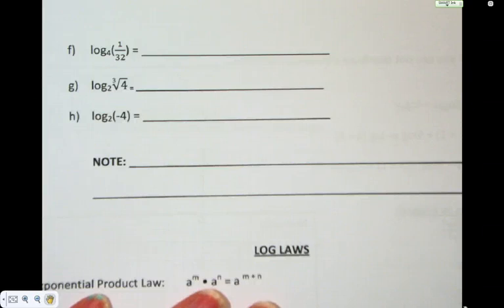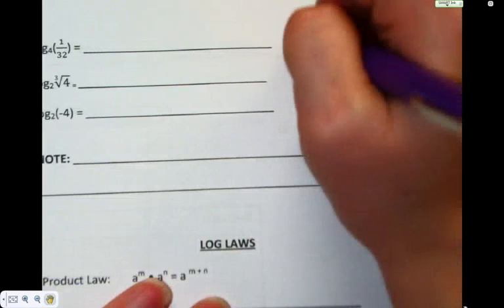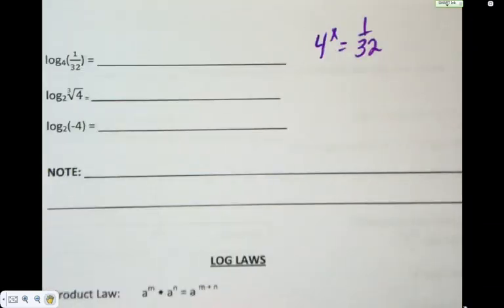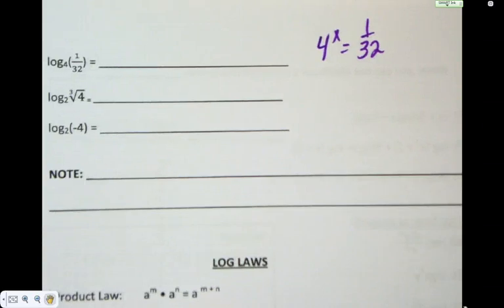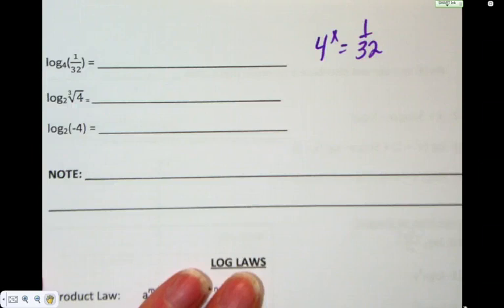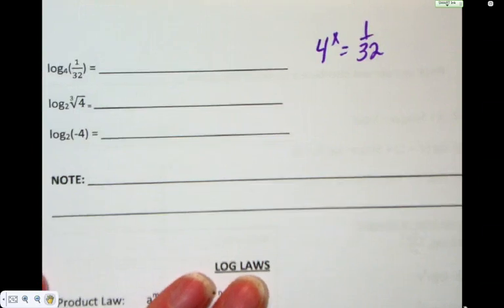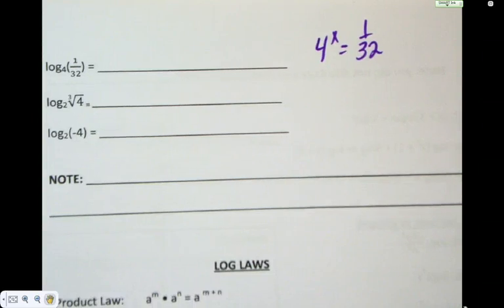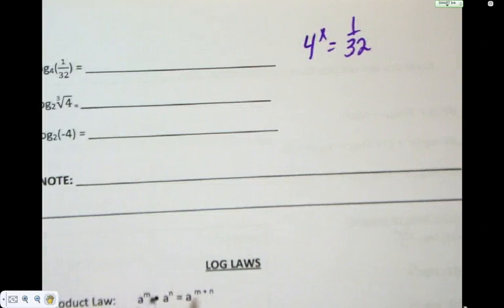What is this asking? 4 to the what equals 1 on 32. WTH, what the heck? Nothing 4 to the nothing equals 32. So 4 squared, sorry, is 16. 4 cubed, 64. How am I going to get 32?